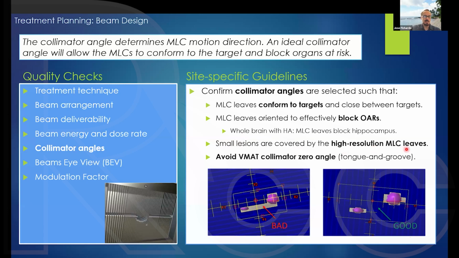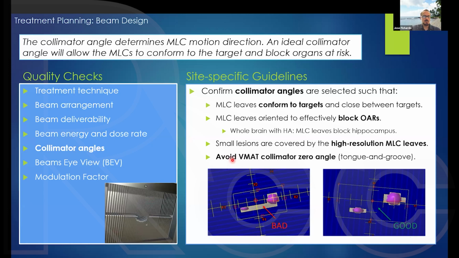The other thing that's important to watch out for is that the small lesions are covered by the high resolution MLC leaves. If you look at my photograph here of an MLC on the left, you can see that there are some MLC leaves that are thinner in the center of the MLC, and some thicker ones on the outside. If you're treating multiple lesions and one of the lesions happens to fall in this area, it's going to get treated with the thick MLC leaves, which affects the conformality of your dose for those lesions. You want the lesions to be in this space.